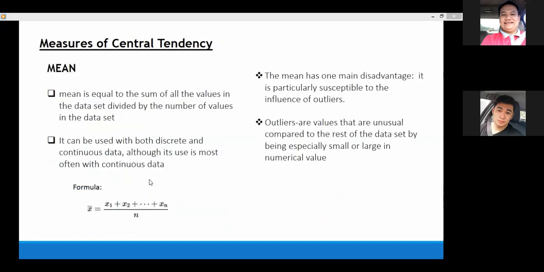Measures of central tendency. The mean, or average, is the most popular and well-known measure of central tendency. It can be used with both discrete and continuous data, although its use is most often with continuous data. The mean is equal to the sum of all the values in the dataset divided by the number of values in the dataset. The mean is essentially a model of your dataset. It is the value that is most common.